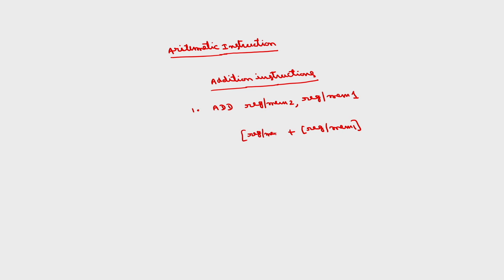So there are 4 addition instructions without carry, 4 with carry. The first addition instruction is ADD, that is the mnemonic. We can have register/memory 2 comma register/memory 1. So we can add the contents of this register or memory 1 plus the contents of register/memory 2, and the result will be stored back to the register/memory 2.